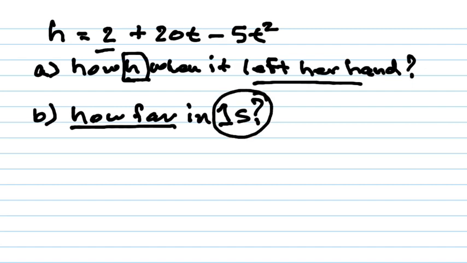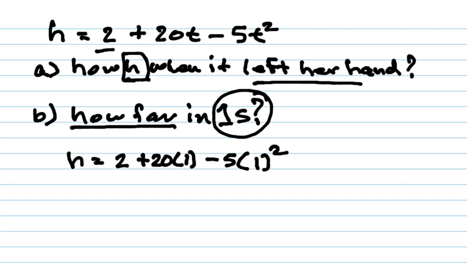So what we're going to do is simply, everywhere there's a t, we're going to put in what number? 1. We like it when they use ones. Makes it very easy for us, right? So, everywhere there's a t, all I did was replace it with a 1. And now let's do the math. 2 is not going to change. Positive 20 times a 1 is positive 20. 1 squared is 1 times negative 5 is negative 5.